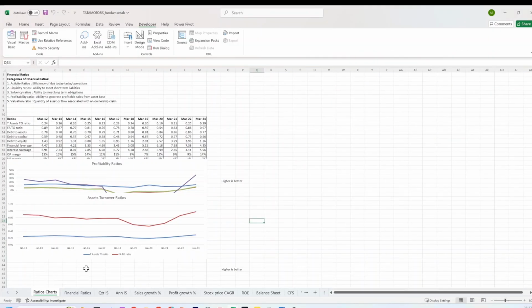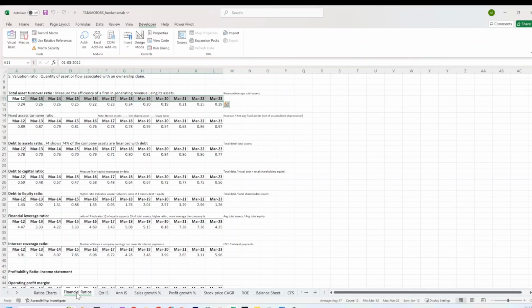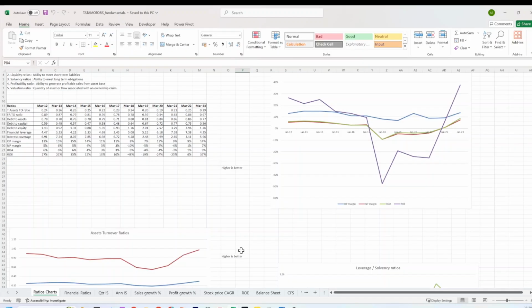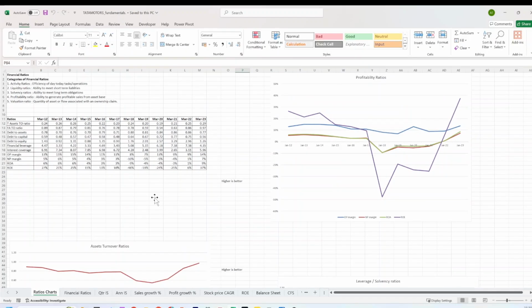So yes, this macro has prepared two more sheets for us. One is the ratios and charts and another one is the financial ratios. So our coding part is done. Now let's start the analysis part. I made all the adjustments and the placements of charts so that the visibility of the charts is clear to us. So first of all, let's talk about the profitability ratios.